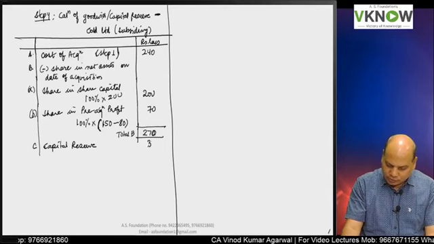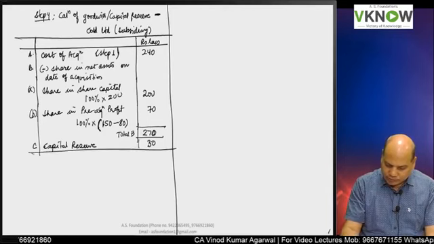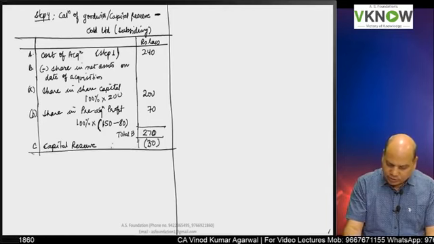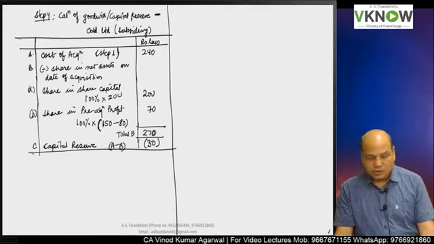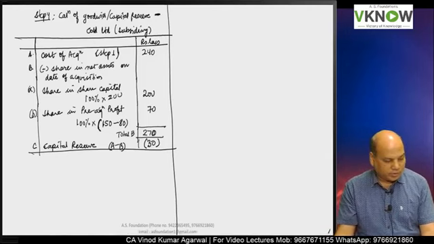Capital reserve 30. If I do A minus B, capital reserve in case of Coal Limited is 30. Is it right?